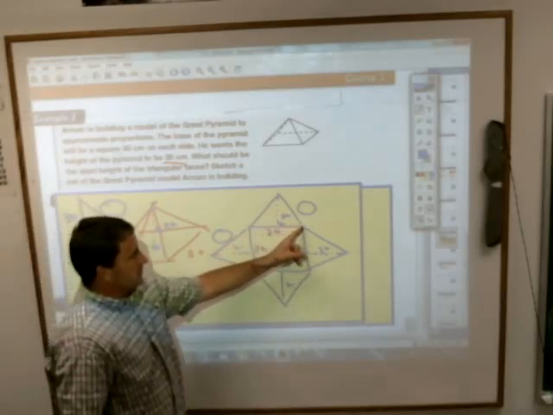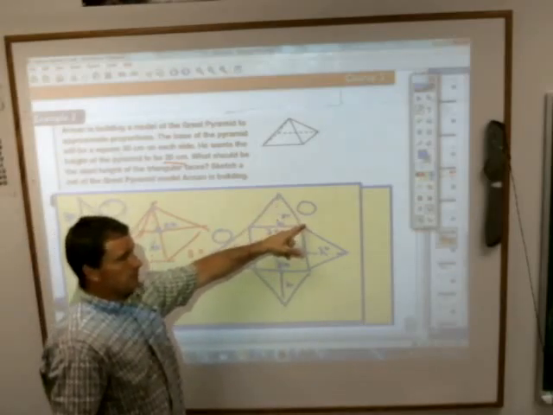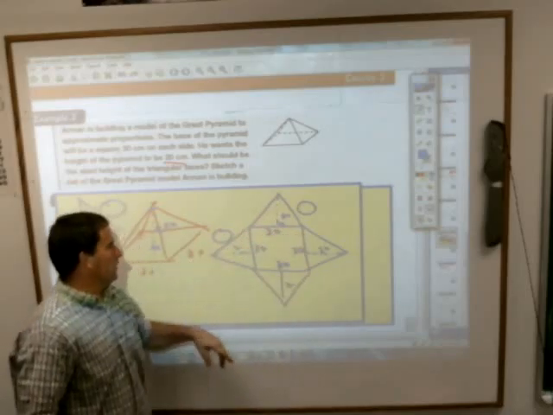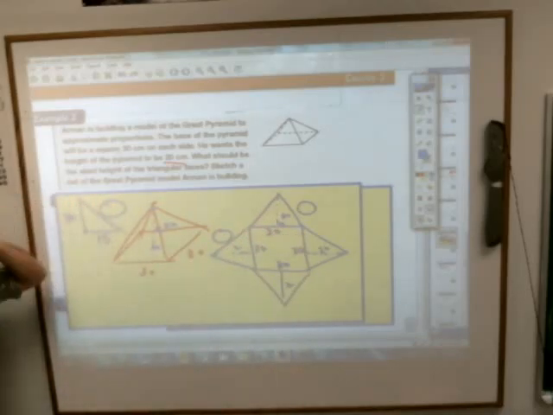Because you're only using this part of the triangle for your right triangle. You don't use the whole base. So what is my third side going to be? Pythagorean theorem. Is there one up there?